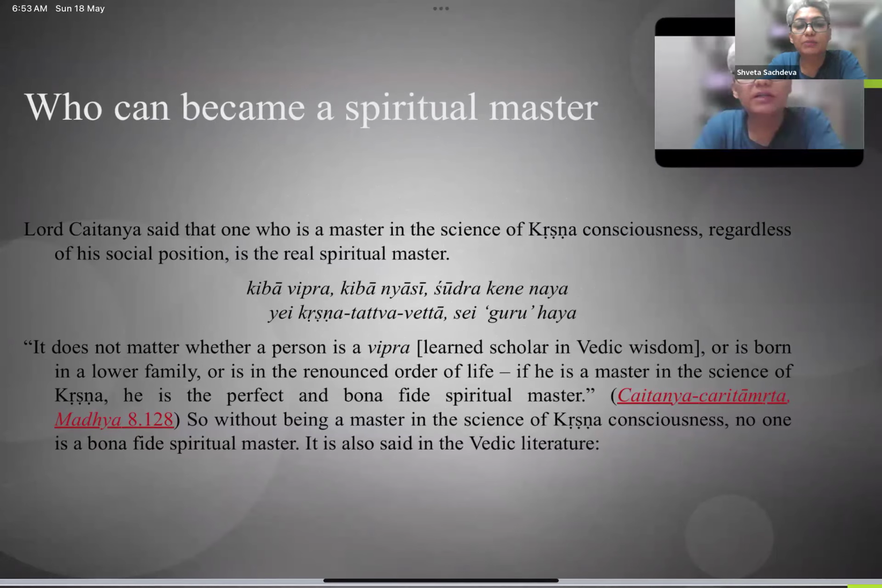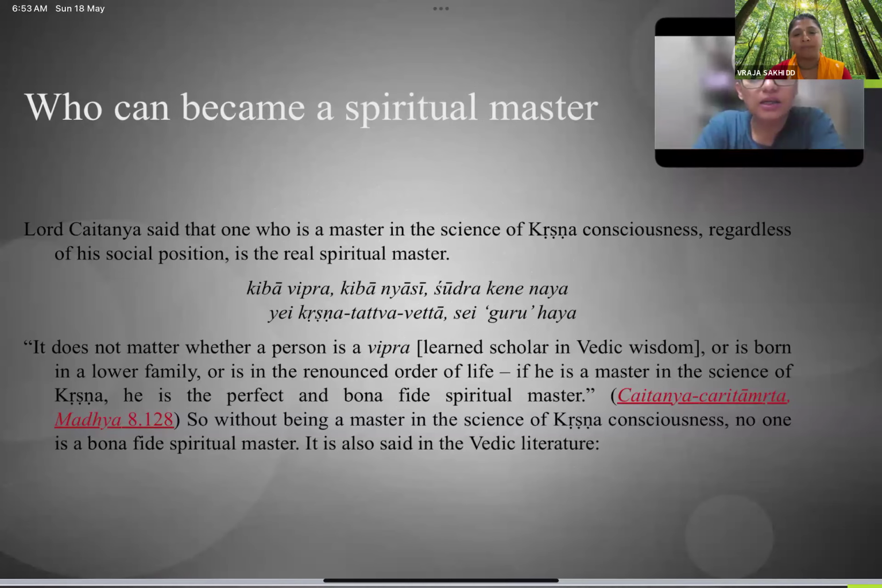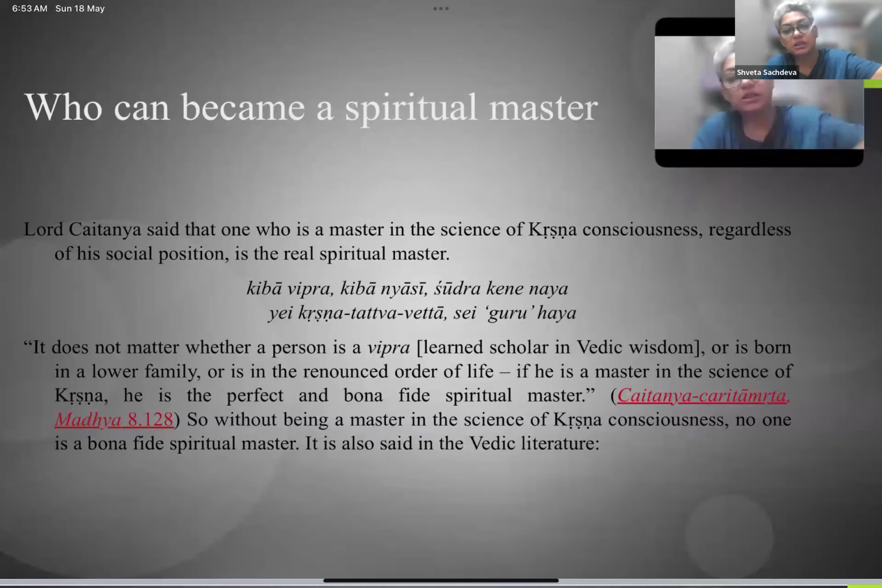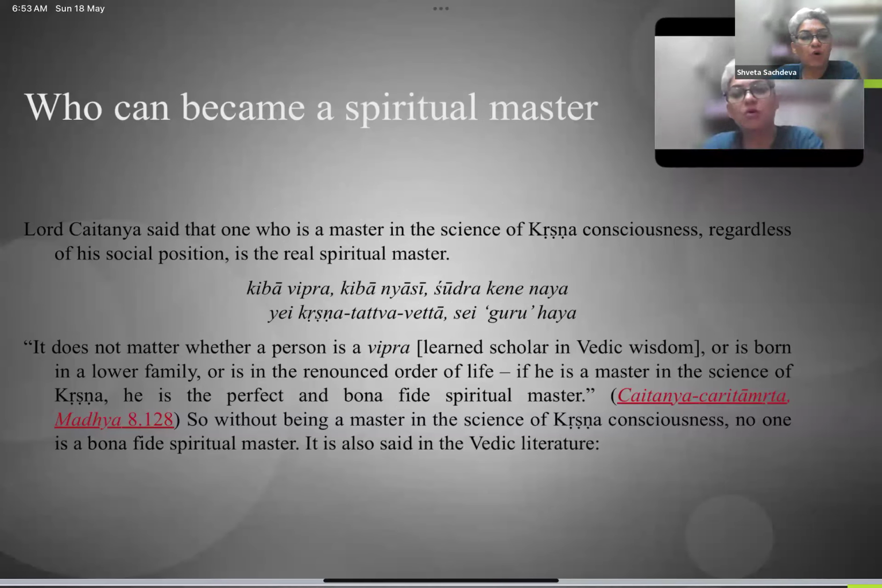Yes. Who can become a spiritual master? Lord Chaitanya said that one who is a master in the science of Krishna consciousness, regardless of his social position, is a real spiritual master. Kiba vipra kiba nyasi shudra kene naya, yei Krishna tattva vetta sei guru haya. It does not matter whether a person is a vipra, a learned scholar in Vedic wisdom, or is born in a lower family, or is in the renounced order of life. If he is a master in the science of Krishna, he is the perfect and bona fide spiritual master. This is written in Chaitanya Charitamrita, Madhya Leela 8.128. So without being a master in the science of Krishna consciousness, no one is a bona fide spiritual master. It is also said in the Vedic literature.